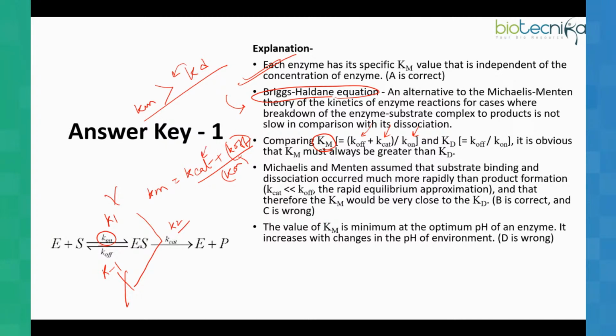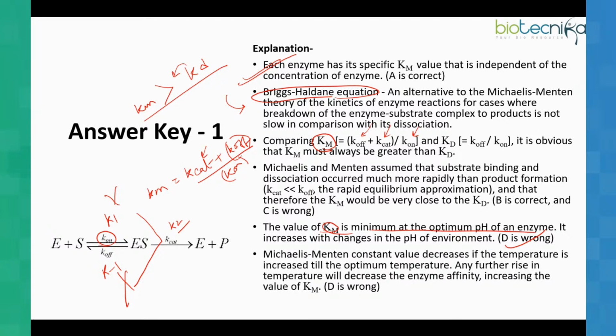if you assume that the Kcat value is not less than K off. And as I mentioned, D is wrong because the value of Km is minimum at an optimum pH of an enzyme. It increases with the changes in the pH or temperature. So it's written that it does not depend on the pH and temperature, but that is not correct.